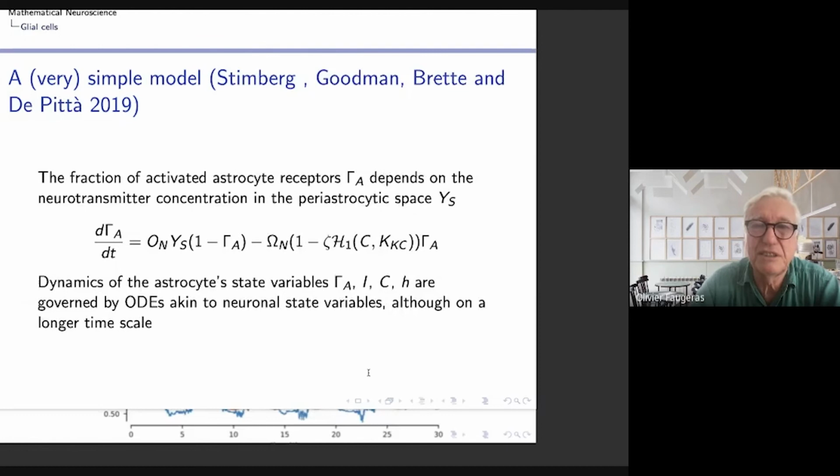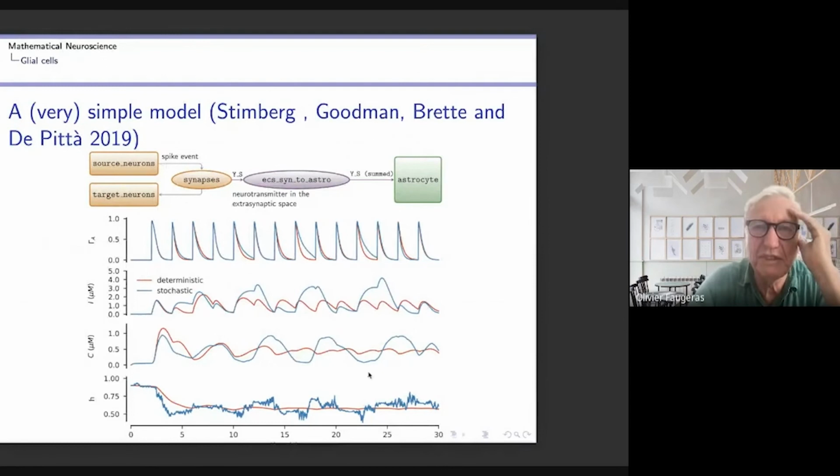And here is a simulation, all the figures are taken from this article by Stimberg et al. This is the model they use: two neurons, the source neuron and the target neuron, this synapse, spikes. This is the neurotransmitter in the extrasynaptic space that triggers the changes in calcium in the astrocyte.